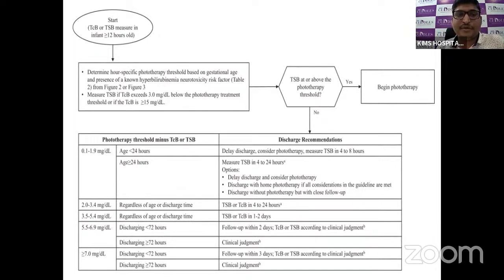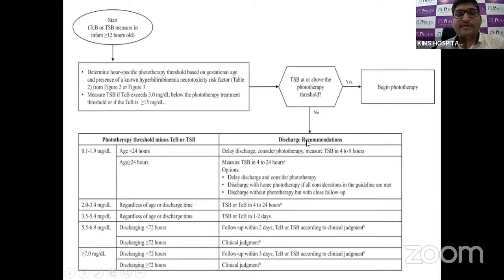Okay, as we have seen the general principle, all units should undergo TCB, transcutaneous, or total serum bilirubin. It should be charted on the phototherapy threshold, and if the TSB is at or above the phototherapy threshold, then start phototherapy. If not, then you can prepare for the discharge.